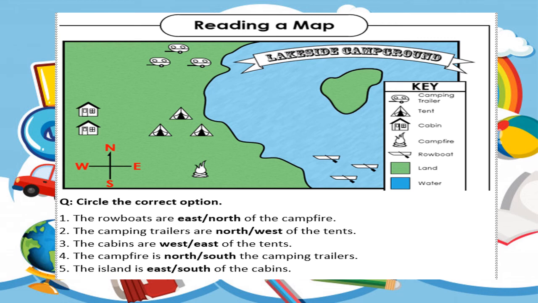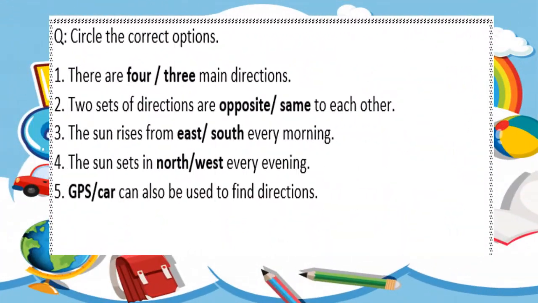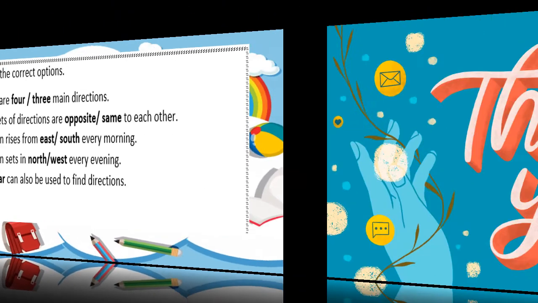But remember that the two sets of directions are opposite to each other. Okay? Now the camping trailer is northwest of the tents. Now here also choose the correct option. So like this you have to solve this worksheet. Circle the correct options. Fill-ups are here. You have to choose the correct option. There are 4 or 3 main directions. Now how many directions are there? Just think and circle. So like this you have to solve this worksheet.